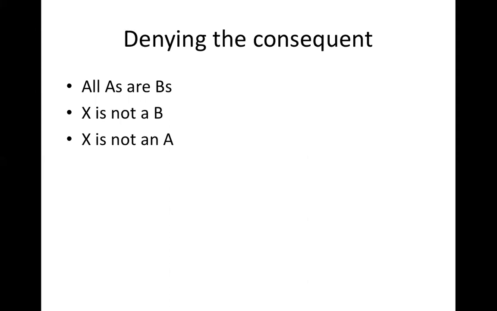Denying the consequent. All A's are B's, X is not a B. So the second premise denies the consequent. Now, because the second premise is denying the consequent, we say that the whole argument is denying the consequent, or it is an argument that denies the consequent.